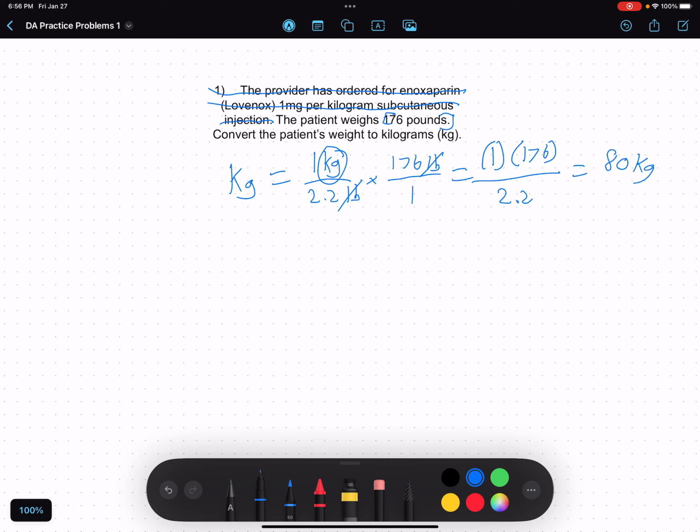And now before we finish, we just want to make sure that what we got is equal to what we want. So we wanted kilograms. In the end of our multiplication, we got kilograms. So we know that that answer is correct.